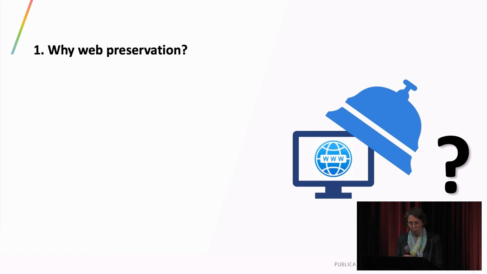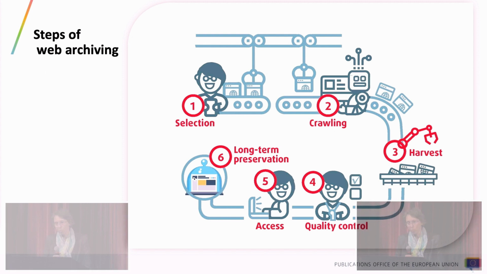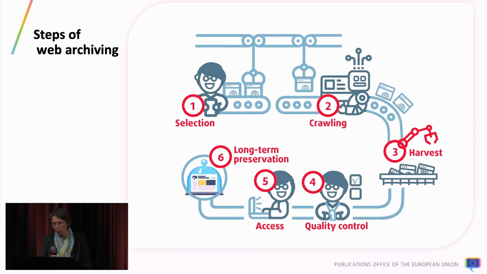So first chapter, why web preservation? This is a slide that is usually shown by my colleague who is doing effectively the web preservation when she tries to explain to people who don't know what it is, what are the steps that are included. So there is the selection, crawling, harvest, quality control, and access given to the files, so the web archiving files. And the very last step is usually the long-term preservation, which is sometimes forgotten.